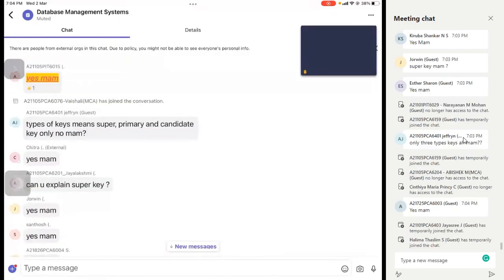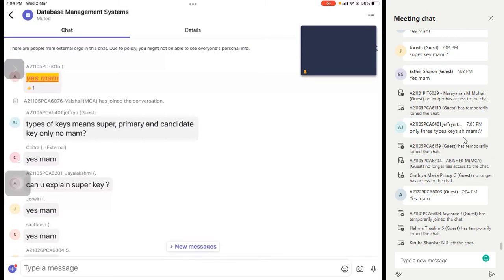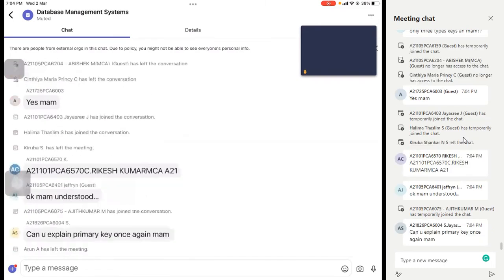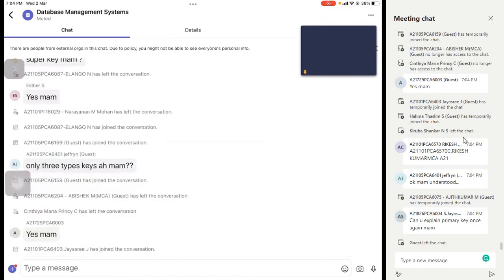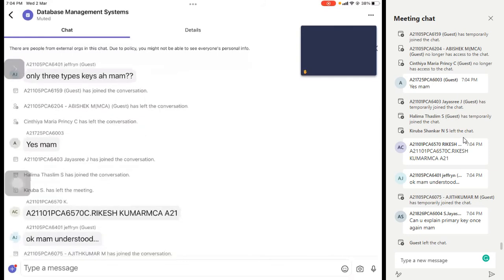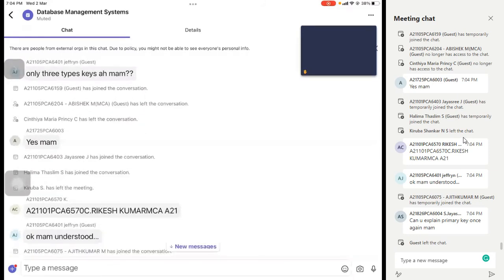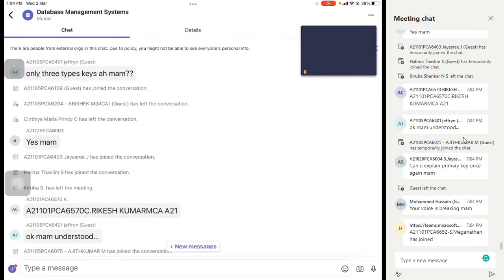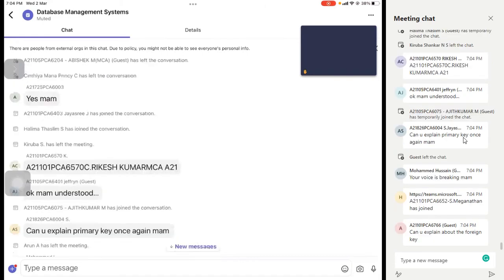Jeffrey, types of keys mean super, primary, candidate key. Okay. Only, no, ma'am. I couldn't understand your question. Only 3 types. Oh, ma'am. There is a foreign key also. Any other that you know, tell us. Vikesh. Okay, ma'am. Understood.